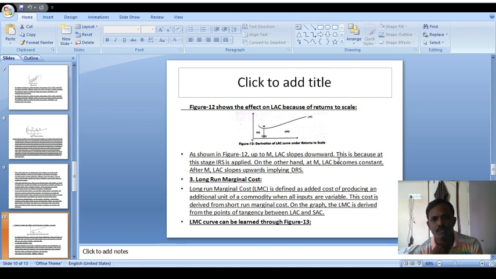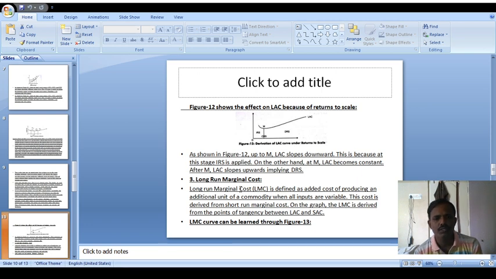As shown in figure 12, up to M, LAC slopes downward. This is because increasing returns are applied. On the other hand, at M, it is constant. After M, LAC slopes upward, that is decreasing returns to scale. When cost increases, returns decrease.